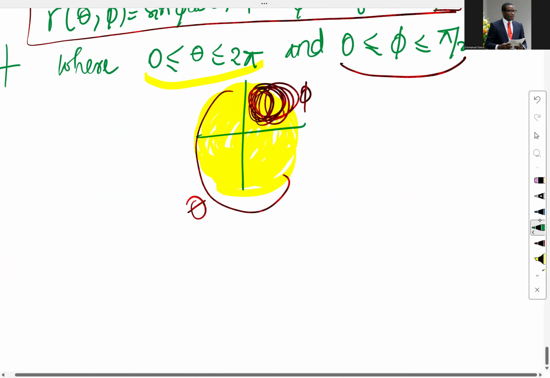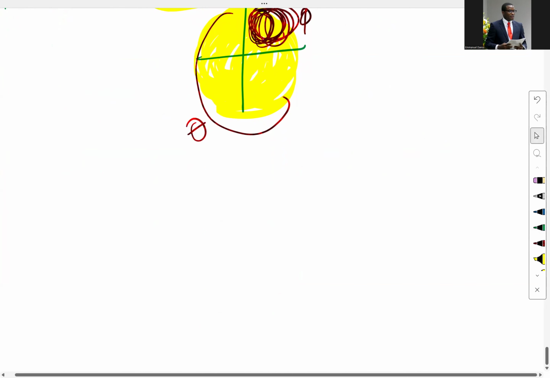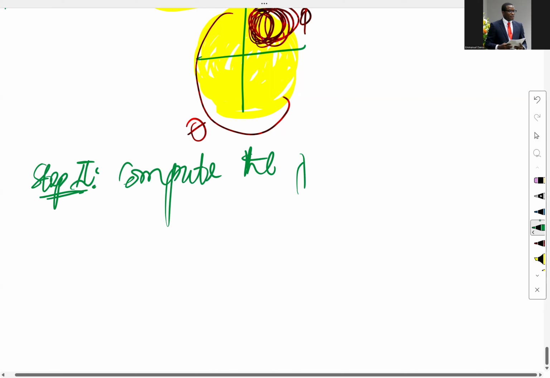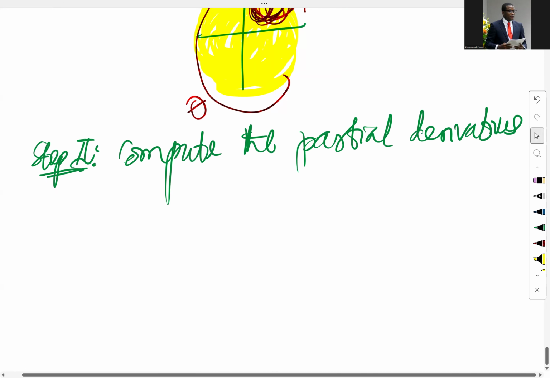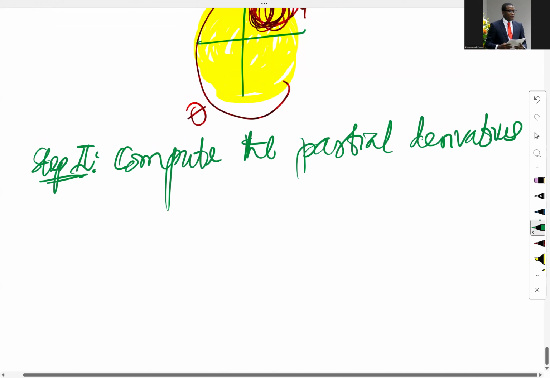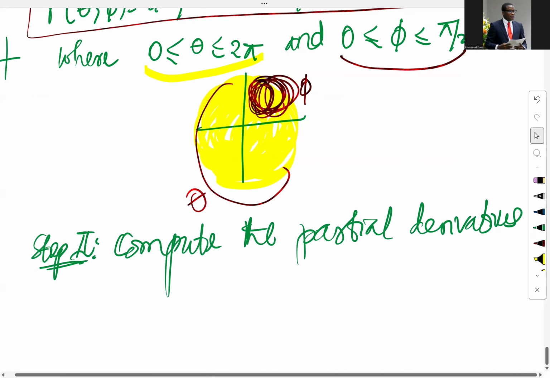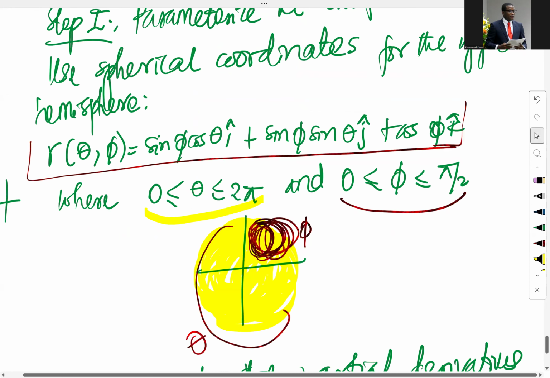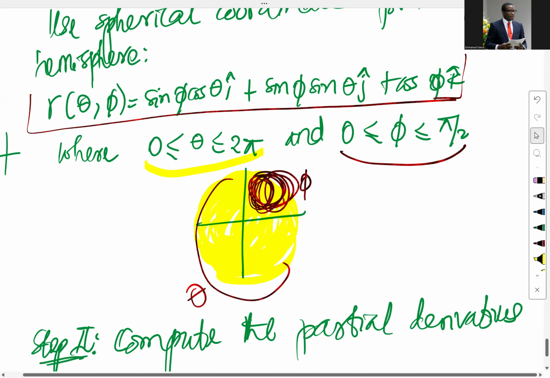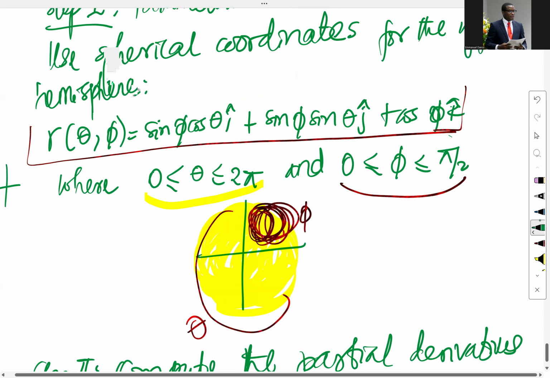Then we go to step 2. We compute the partial derivatives. Normally it should be r_u and r_v, but now we have r as a function of theta and phi. So we have to differentiate this with respect to theta and with respect to phi respectively.